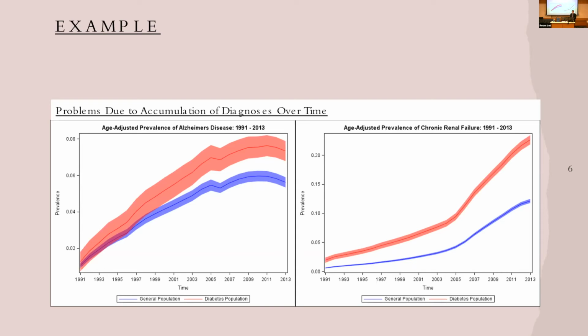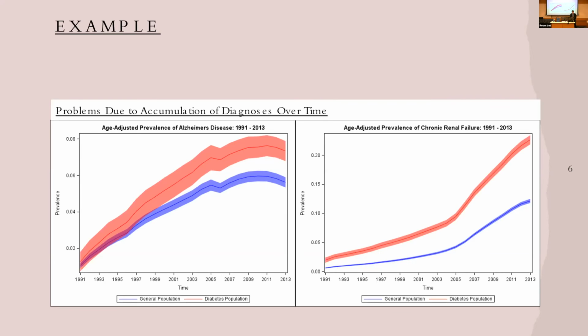Now, this is visible in Alzheimer's disease. It's visible in certain other diseases. But look here, chronic renal failure. Can you see a problem? Not really. So if you didn't know to expect a problem, you wouldn't know that a problem is there. So being able to track potential new influx of people into the system is a fairly useful thing to do for any Medicare-based research.